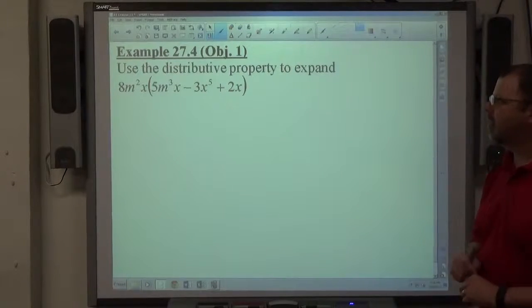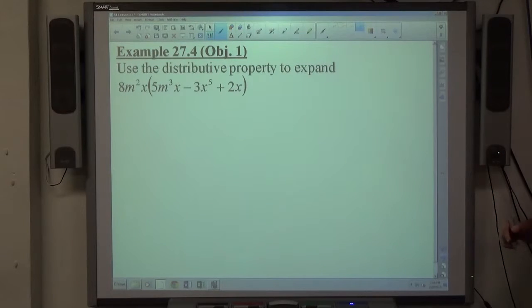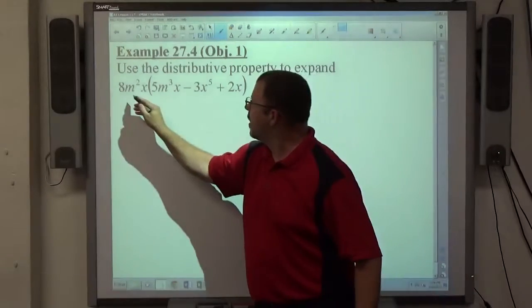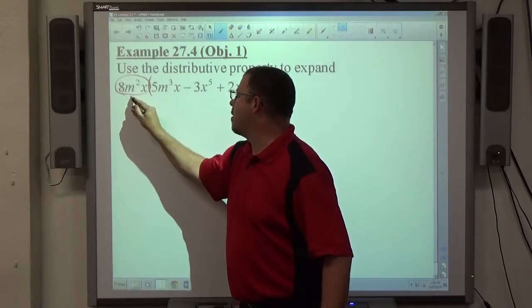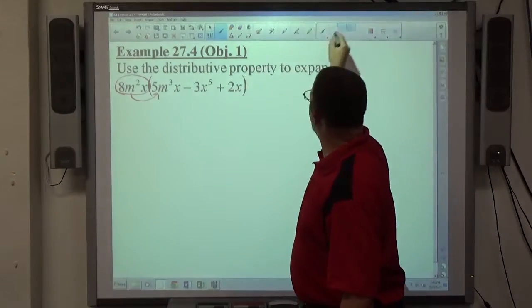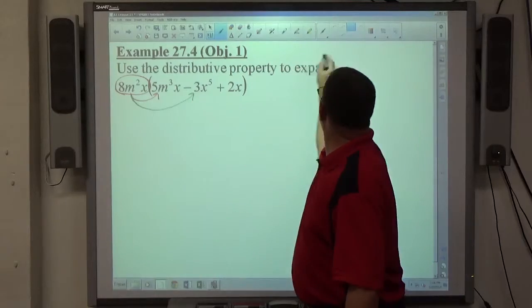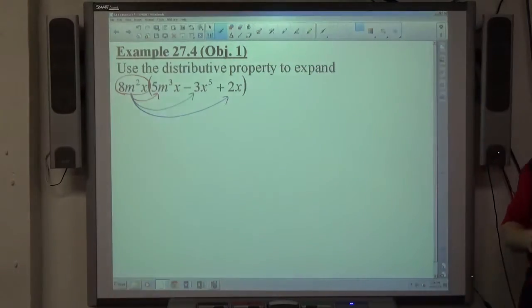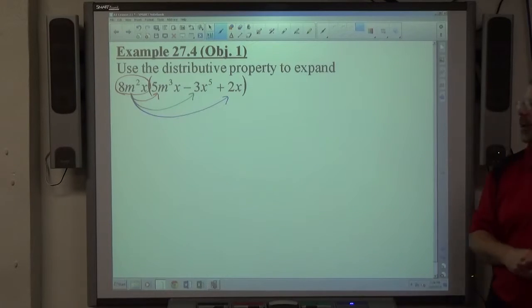Example 4. The only difference in example 4 from the previous 3 examples is how many terms are in the parentheses this time? 3. So now we're going to have to do 3 multiplications to do the distributive property. So the outside object is this. I'm going to multiply by the first inside object, the second inside object, and the third inside object. And every time you do the distributive property, make sure that all the multiplications occur that need to occur.